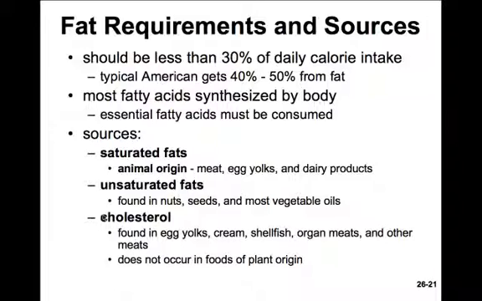Remember, there are saturated fats and unsaturated fats, as well as cholesterol. Saturated fats are pretty much all from animal origin, things like meat, egg yolks, and all dairy products. Unsaturated fats are predominantly vegetable oils, like olive oils, and they're found in nuts and seeds. And then cholesterol is found in egg yolks and cream. It's also found in shellfish, so crabs and shrimp are very high in cholesterol, as well as organ meats and most other meat. You don't really find cholesterol in foods that are of plant origin.